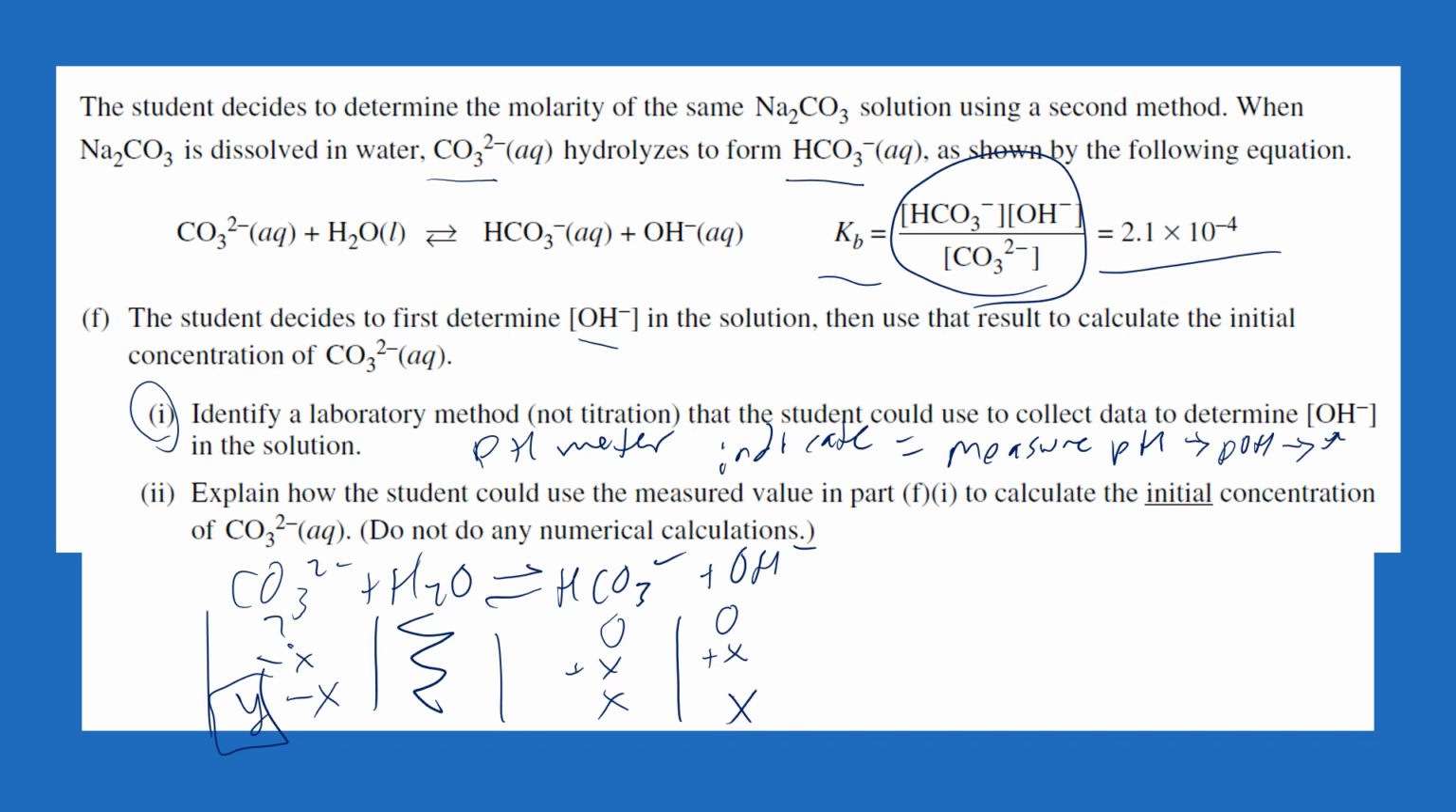So it winds up being 2.1 times 10 to the negative 4 is equal to whatever your concentration is over Y minus X. And if you solve for Y, you get it. I'm kind of curious how they explained it in the scoring guidelines, so let me look that up for you. They also did an ice chart, of course.